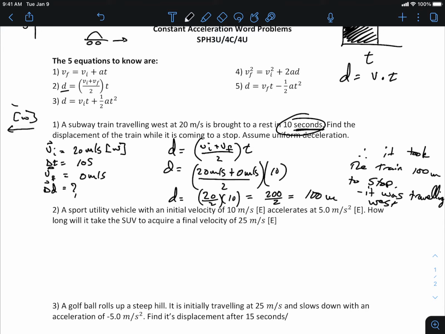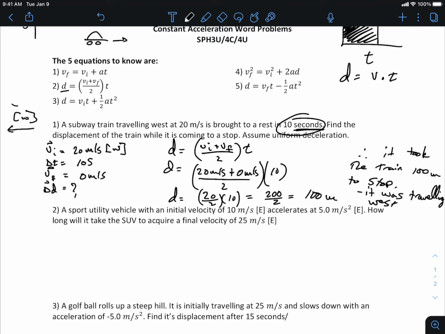Does anybody have any questions on how those things work out? Okay. You don't need to memorize those equations either. They're typically provided to any physics course you take. They're provided to you.